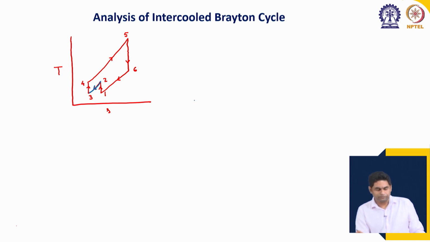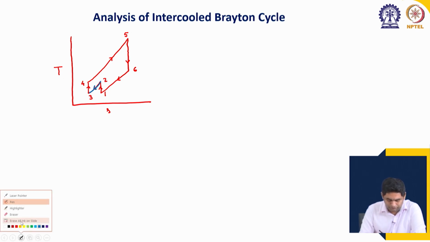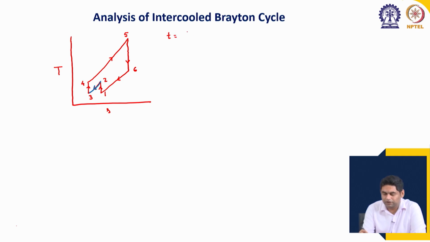Now, to analyze this, we will define some parameters. Some of them we have already used. For example, we know that the temperature ratio T is defined as T5 by T1. In this case, T3 is also equal to T1.